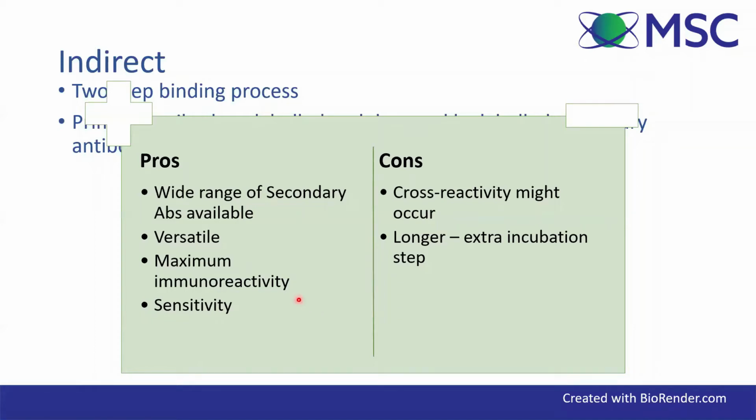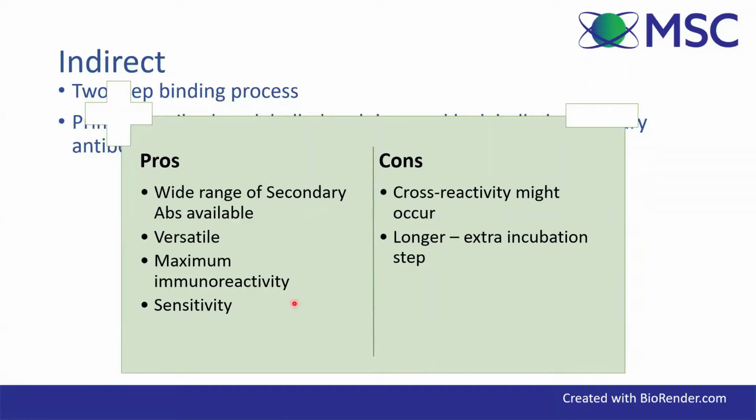You've also got maximum immunoreactivity, and in terms of sensitivity, is obviously increased as well because each primary antibody would contain several epitopes that can be bound by the secondary antibody. Some cons to this though is some cross-reactivity might occur, and you typically find it's longer because obviously you've got more incubation steps.